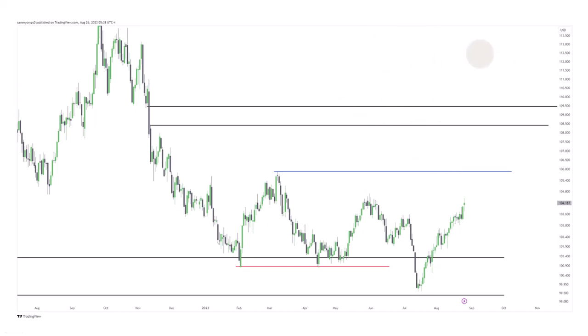So this is what I'm expecting DXY to do. We are very, very bullish on dollar index at the moment. Very bullish, at least to that high. You could see a retracement. But if you are bullish on dollar index, that's why Euro USD, GBP USD, Nasdaq is selling. So you can see the correlations there, right?